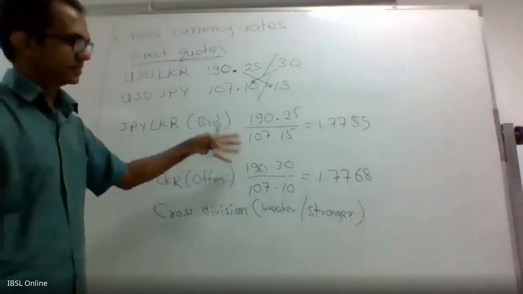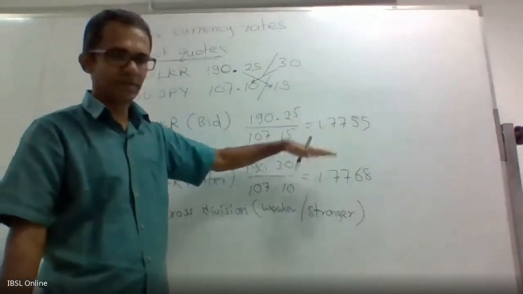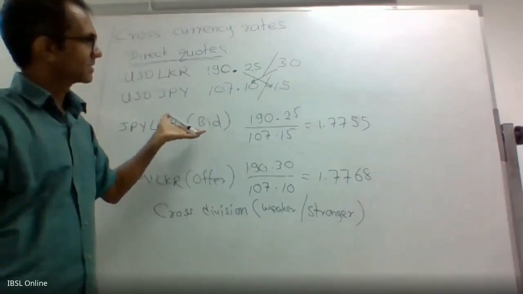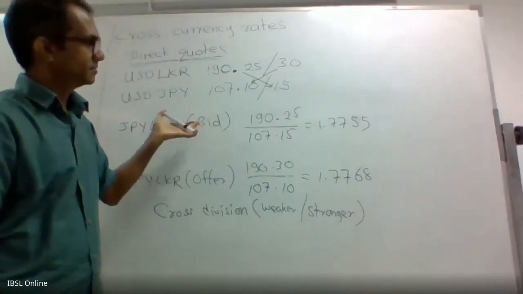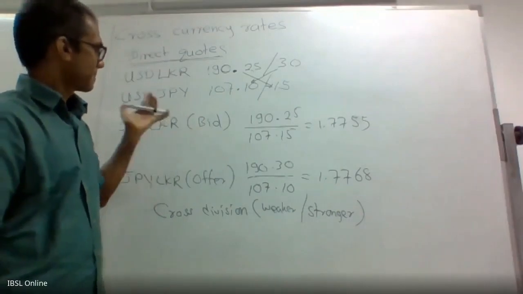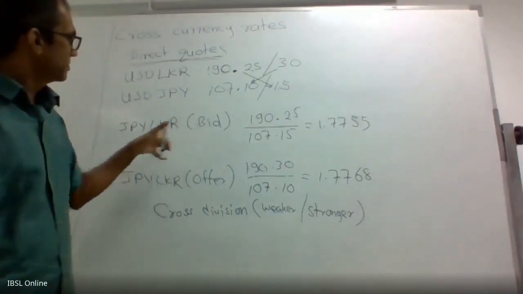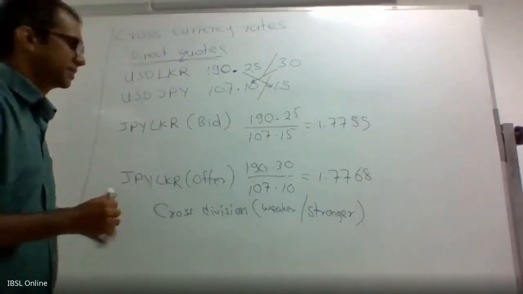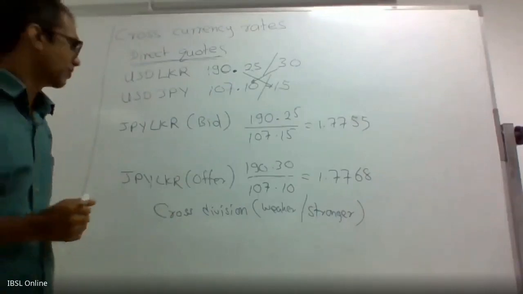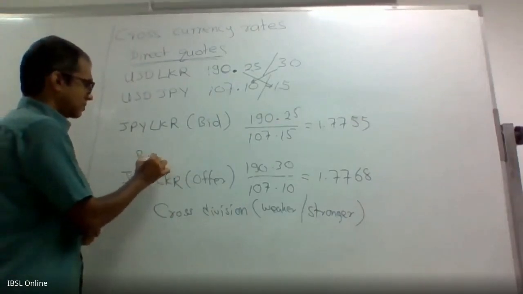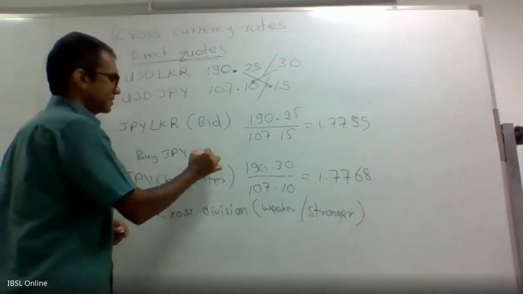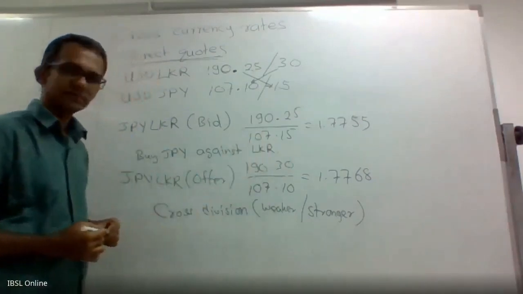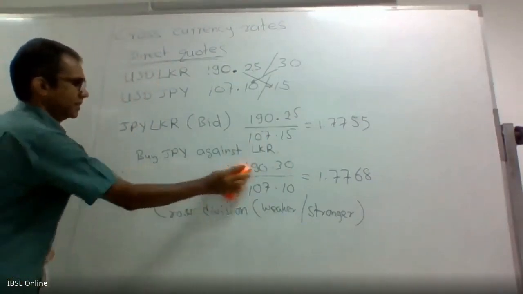Why do we do this? Just to get this low figure and high figure? Not really. There's an intuition behind this. The thing is, in the JPY LKR bid, what do you do? You buy JPY as a market maker. I'm always talking from the market maker's point of view. Buy JPY against LKR. Buy JPY against LKR.